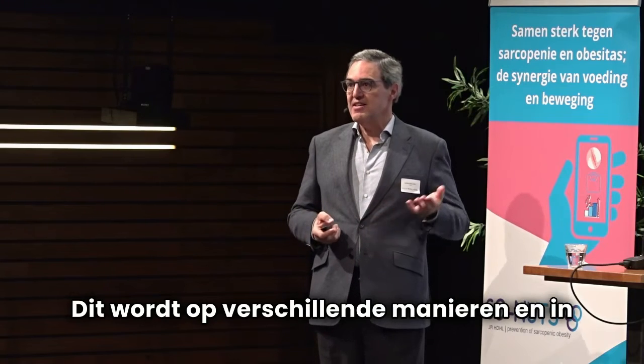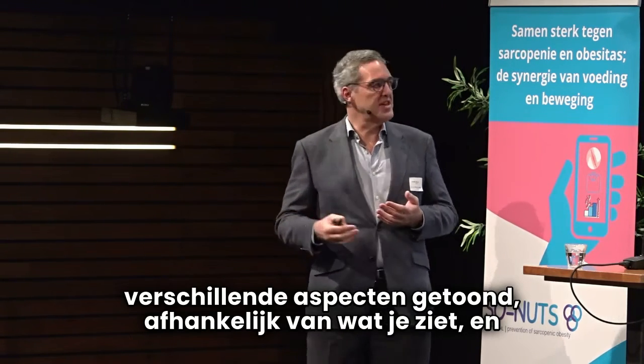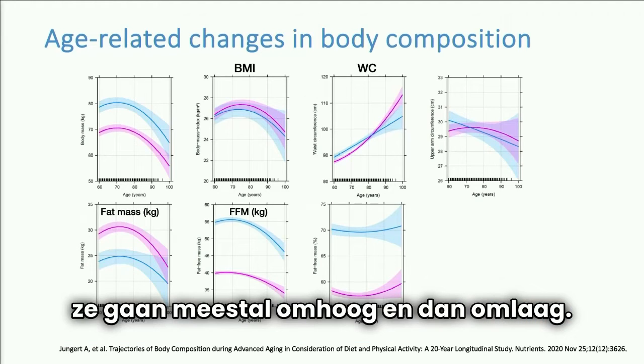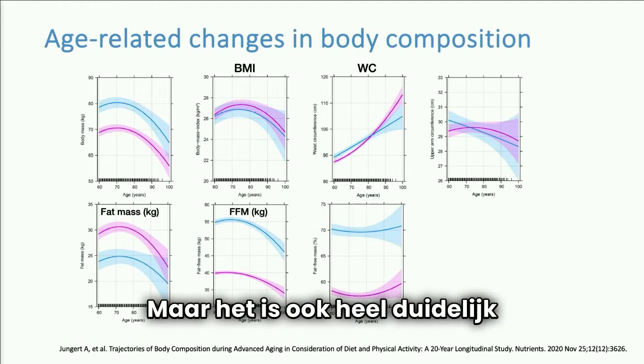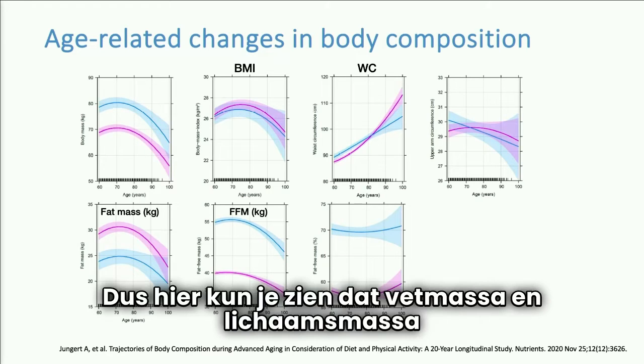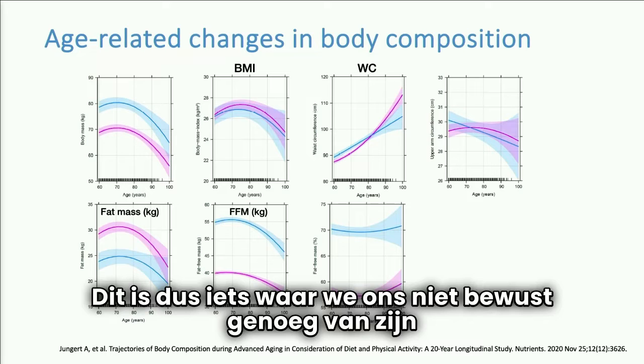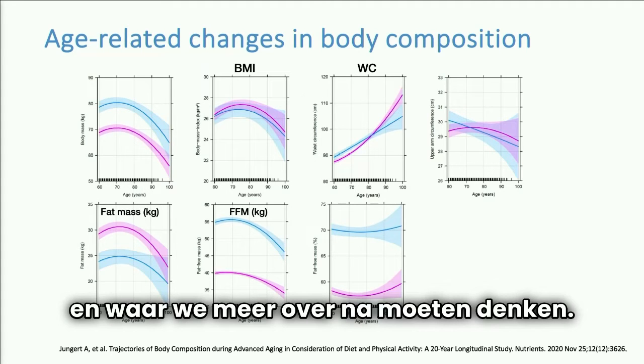This is shown in different ways and in different aspects depending on what you see, and they usually go up and then down, but it's also quite evident that it's different by gender. So here you can see that fat mass and body mass are different in the pink part, which is females, and males. So this is something that we are not being aware enough, and we have to think more about.